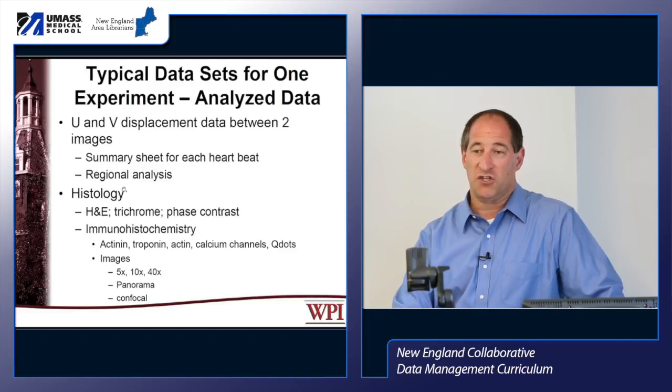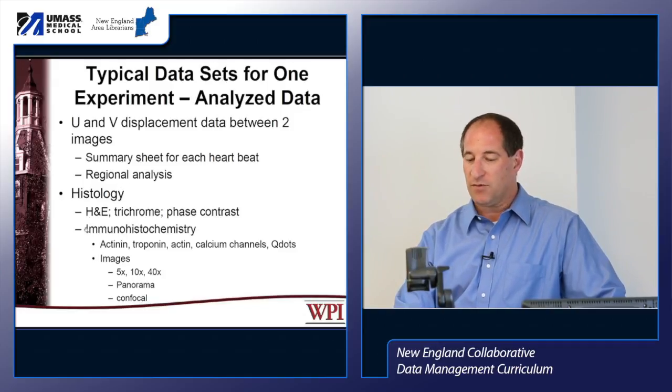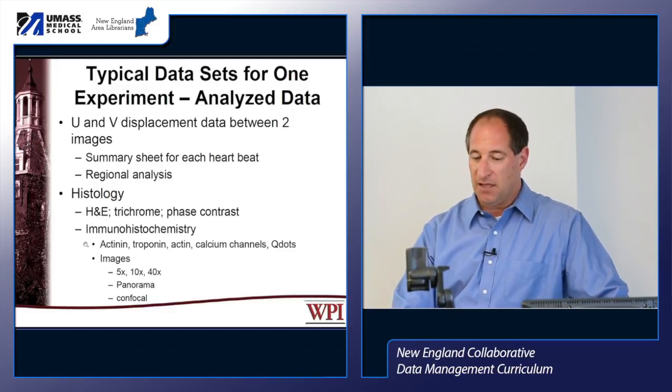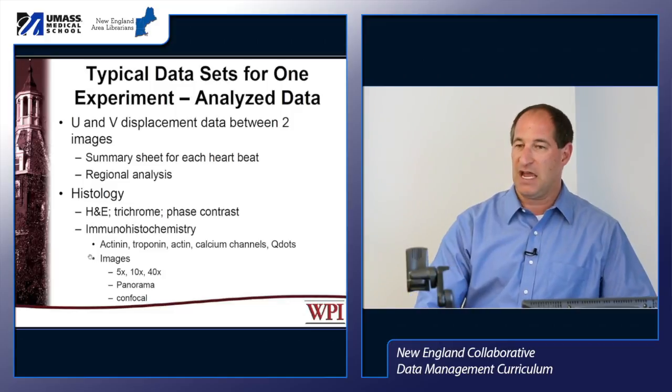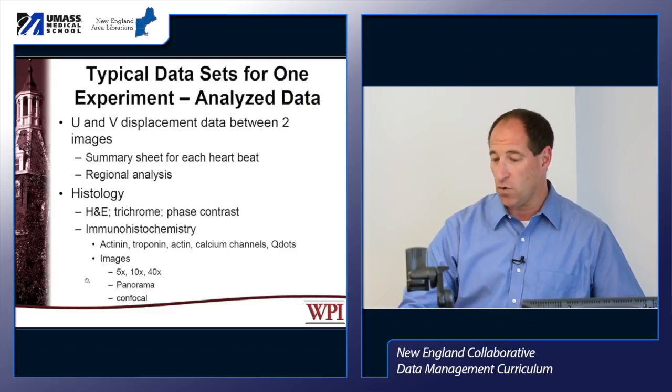In addition, we'll take our histology images, and so we'll do things like hematoxylin and eosin, H&E. We'll do trichrome. We'll sometimes take phase contrast images. We'll save all these here on the computer. We'll do our immunohistochemistry. We may look at actinin, troponin, different cardiac markers, and we may take those images at different magnifications. Sometimes we'll combine those in a panorama image, and I'll show that in a minute. And we'll also take confocal images.